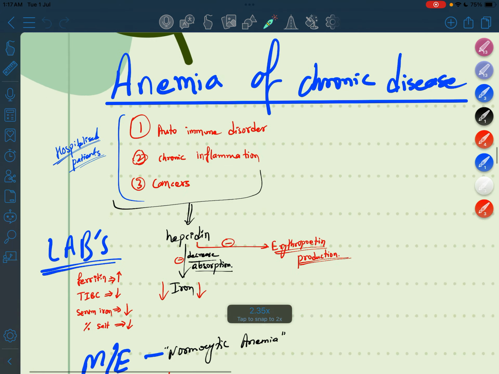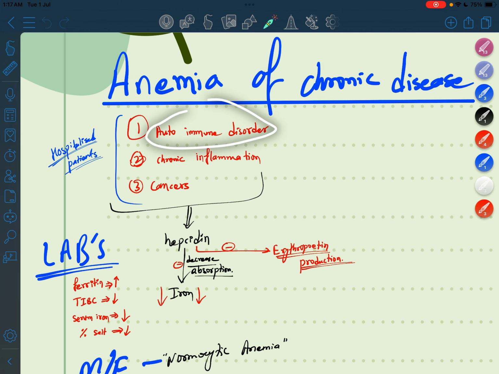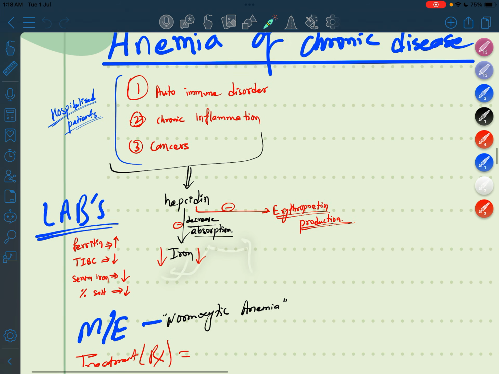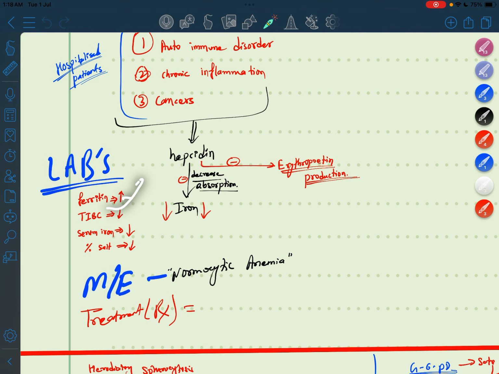Regarding anemia of chronic disease, in a patient with autoimmune disorder, chronic inflammation, or cancer, this secretes hepcidin. Hepcidin inhibits the erythropoietin production, and that will decrease iron, and decreased iron leads to iron deficiency anemia. When we look at the laboratory, ferritin is increased and TIBC is decreased, with decreased iron.